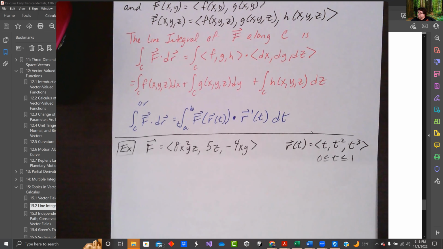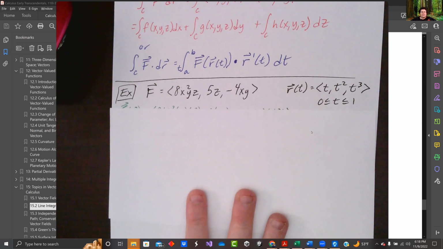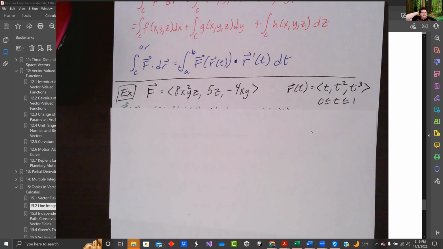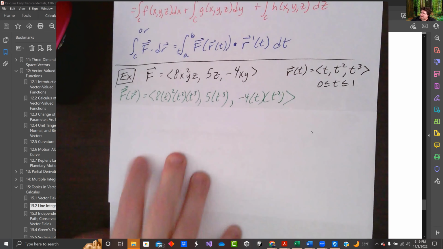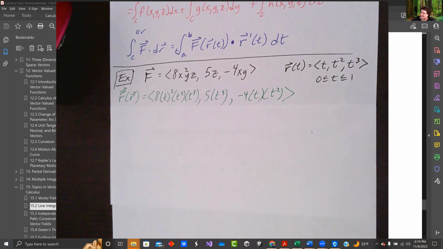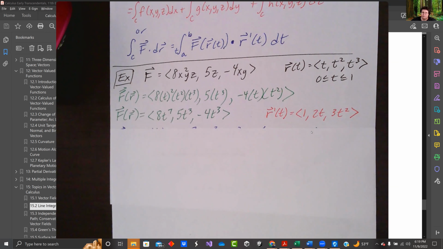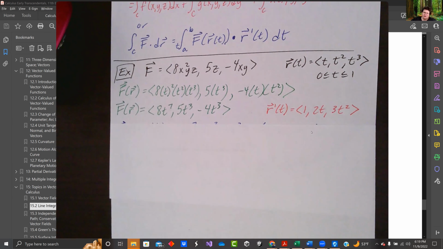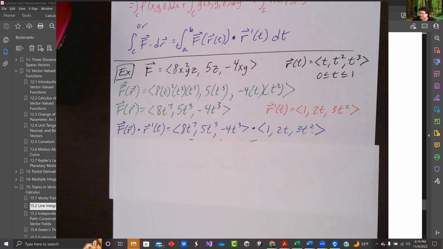Let's look at an example. We're going to do the function f equals 8x squared yz, then 5z, and then negative 4xy. We'll do t, t squared, and t cubed for our r of t, and t is going from 0 to 1. I rewrite f in terms of r of t. This is me showing each value plugged in. When you get that all worked out, you get 8t to the 7th, 5t cubed, and negative 4t cubed. R prime is 1, 2t, and 3t squared. So we're going to dot those two and then integrate them.